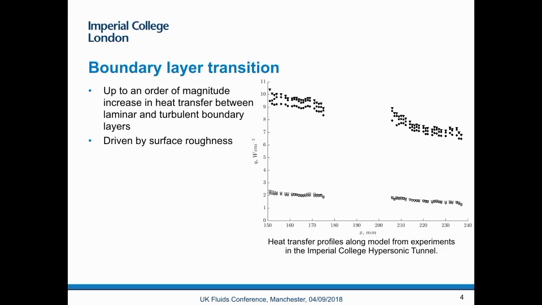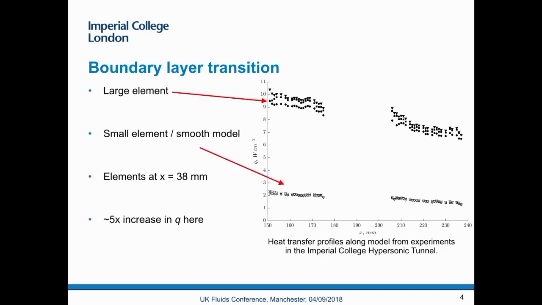So boundary layer transition is important. You can see up to an order of magnitude increase in heat transfer between the laminar and turbulent boundary layers. So it's driven by surface roughness quite often. These are two experiments that I've done earlier, and this top one is for a large element, and the bottom one is for a small element, and also some smooth models. And you can see that, in this, I think you've got about 5 times increase. Depending on your configuration, it can be a lot greater. And these are all measured downstream on the model with elements up by the nose.